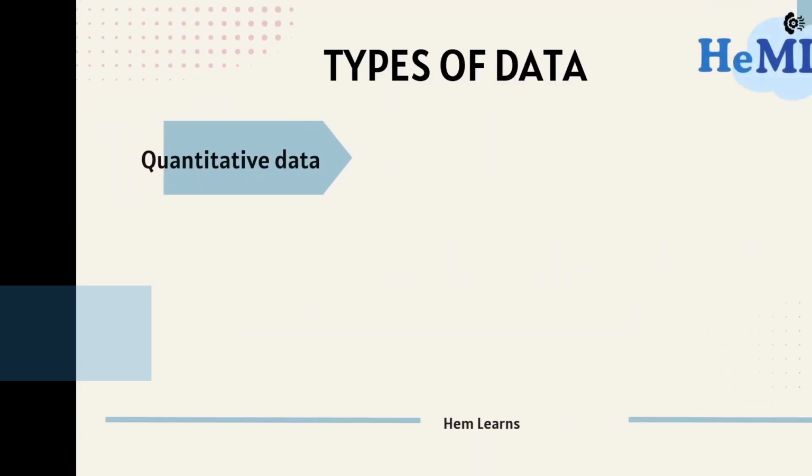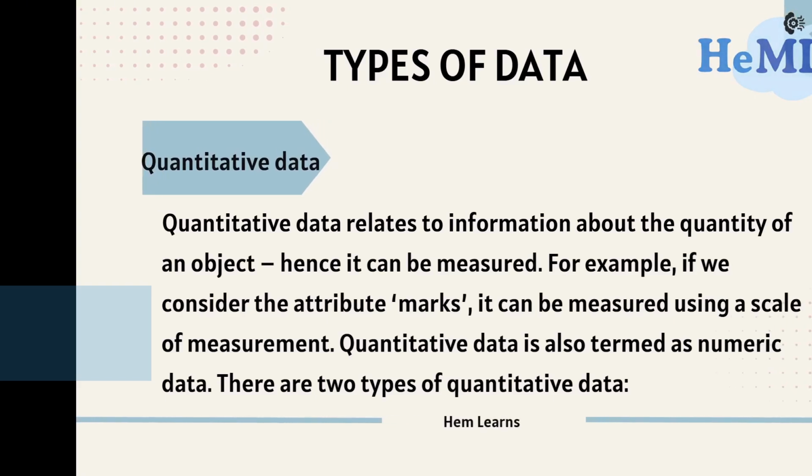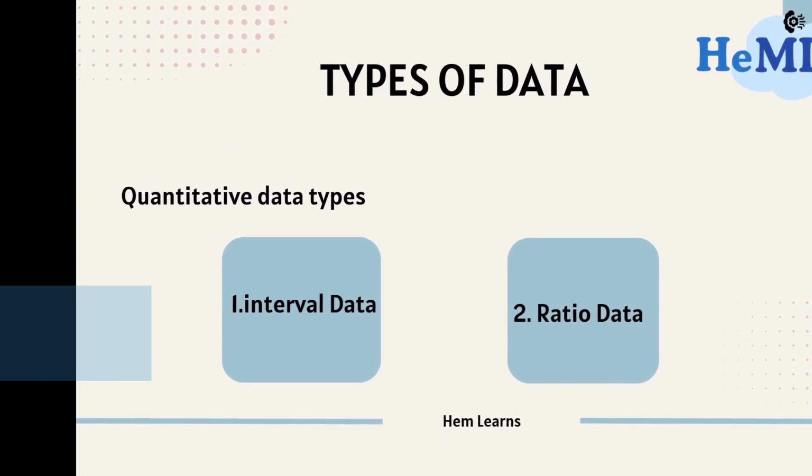Quantitative data. Quantitative data is all about numbers, values that can be measured and compared. Marks, height, age, weight: these all fall under quantitative data. We can perform mathematical operations on them, which makes them very useful for modeling.